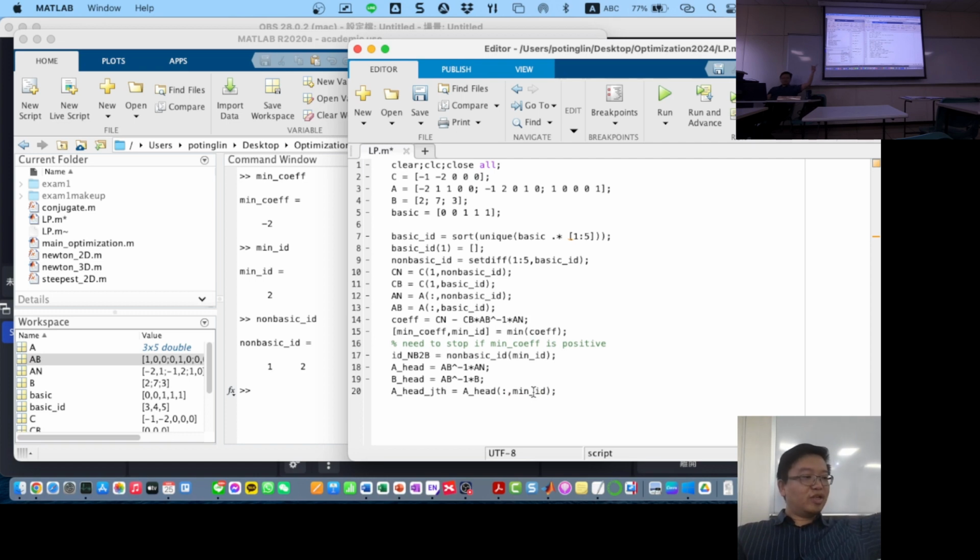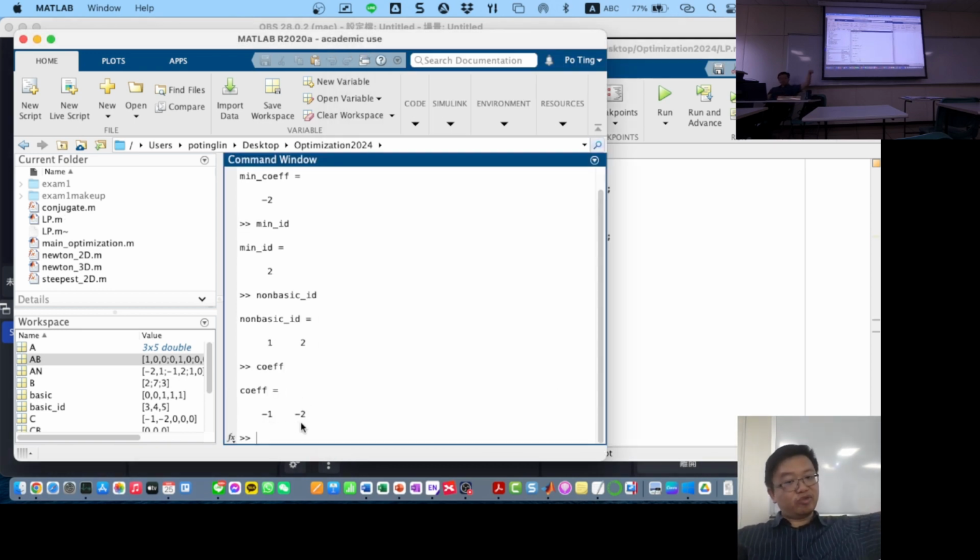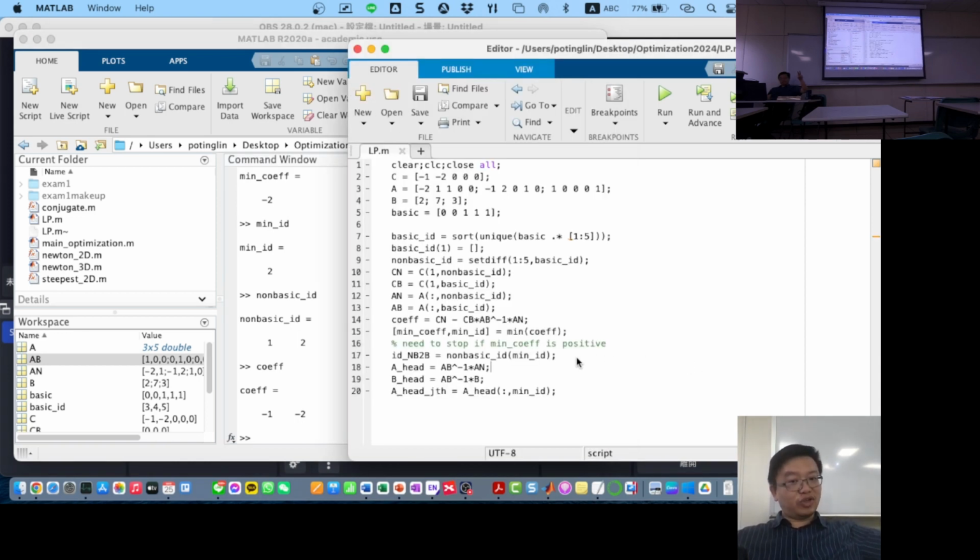So the A hat J column will be A hat and choose the min ID. Okay? Because from our notes, we have two coefficients, both negative, -1 and -2. If you check right here, the coefficient was -1 and -2. So the second one was chosen. And for the A hat, it was a matrix. Only the second column will be used. So right here, this gives me the second column.